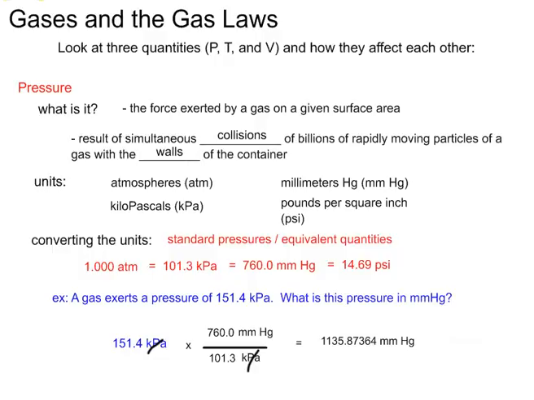And so on these conversion fractions, go back to your original measurement, in this case 151.4, and we notice this has 4 significant figures. So that's how far we're going to round this final answer right here, to 4 significant figures. So that would be 1136 millimeters of mercury.